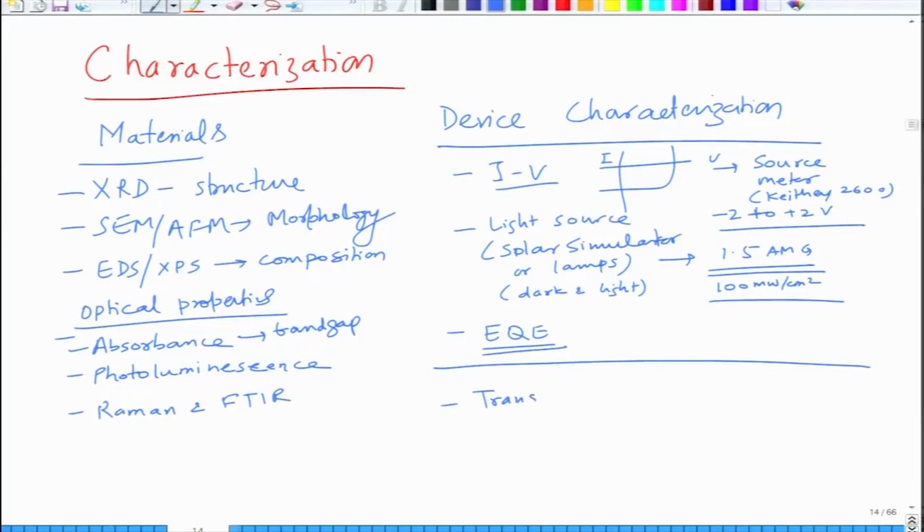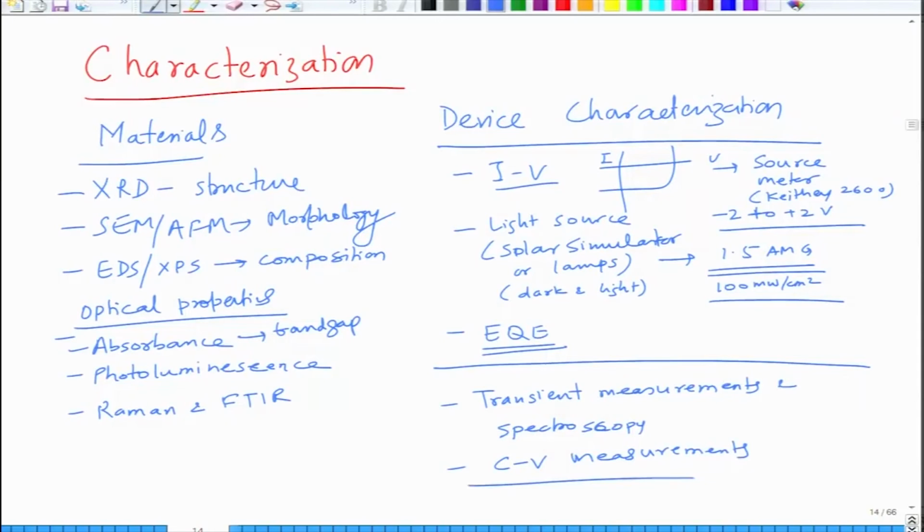And if you want to do advanced characterization, you can look at transient measurements, time dependent measurements, transient spectroscopy, and one can look at capacitance voltage measurements, and so on. So, there are a lot of things that one can do as far as materials characterization.